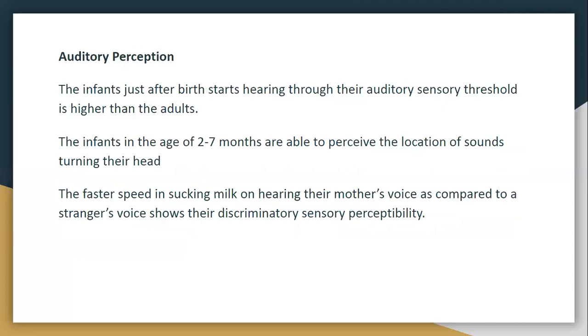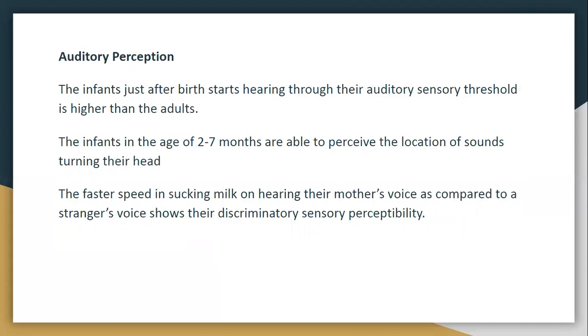Auditory perception, the infants just after birth start hearing, though their auditory sensory threshold is higher than the adults. यानी कि जो adults हैं they have a lower threshold, जल्दी achieve हो जाता है वो threshold, उनको ज़्यादा आराम से सुनाई देता है, कम आवाज़ भी सुनाई दे देती है. Infants they have a higher threshold, यानी कि उनको आवाज़ मुश्किल से आएगी. उनको एक हाई थ्रेशोल्ड चाहिए, like high frequency चाहिए to achieve, sorry, not frequency, threshold.